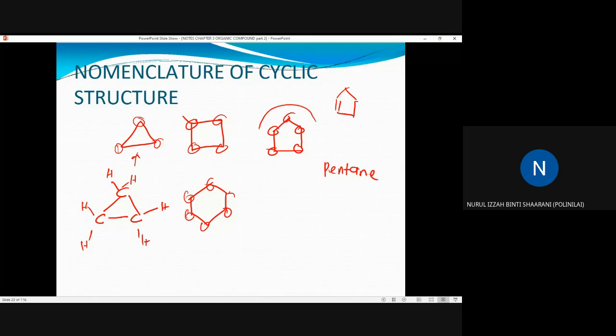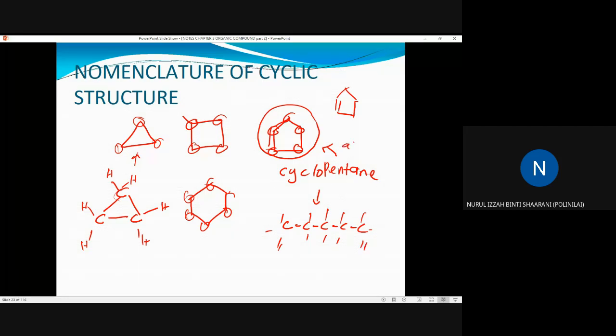But since this is a cyclic structure, which means the chain is closed, it goes round and round and is closed. So we have to add the word cyclo, to differentiate between this, which is cyclic, and this, which is aliphatic. Five, right? So five, these are its hydrogens. So this is alicyclic. This is aliphatic. To differentiate between cyclic and aliphatic structures in the IUPAC nomenclature system, we use cyclo to represent an alicyclic structure.